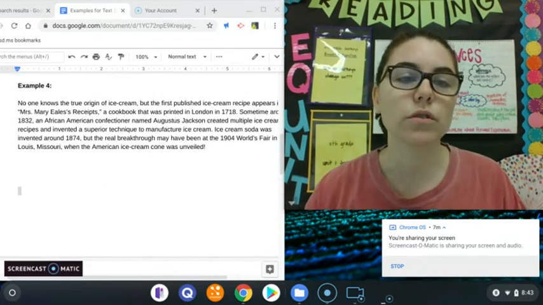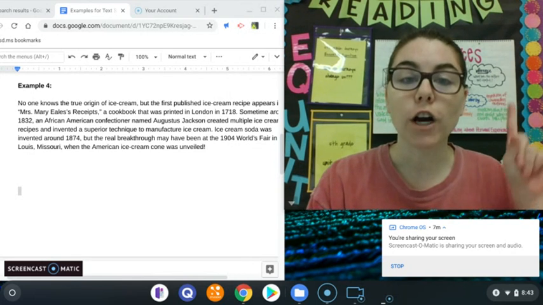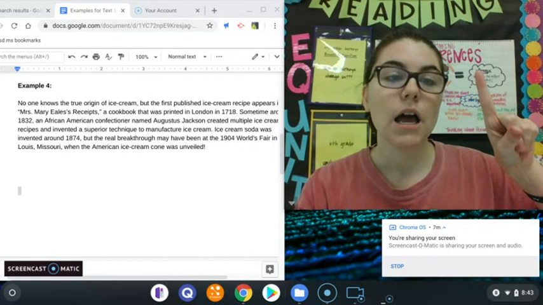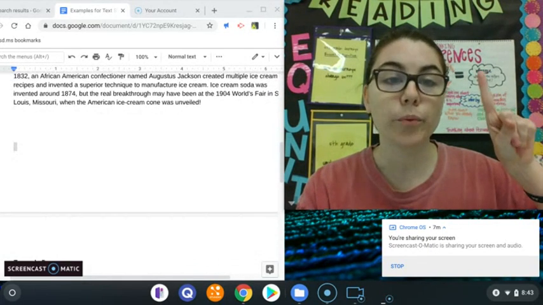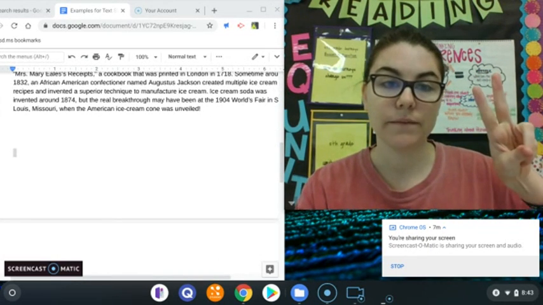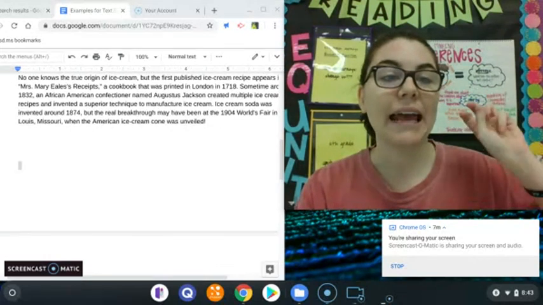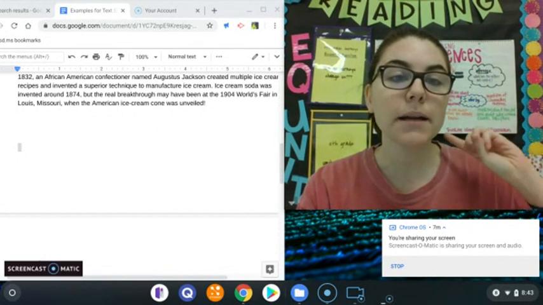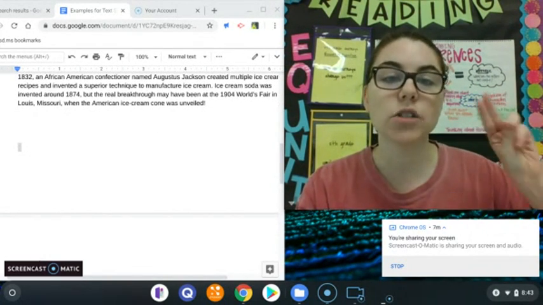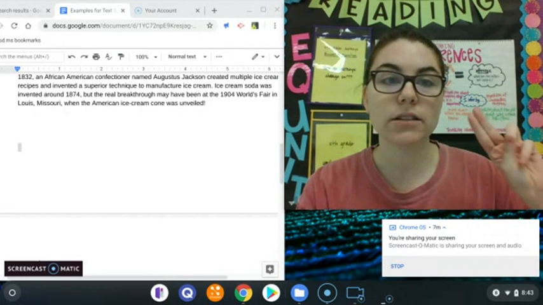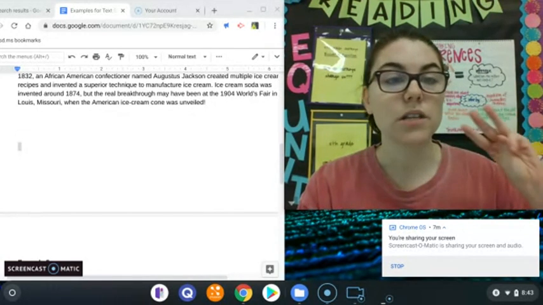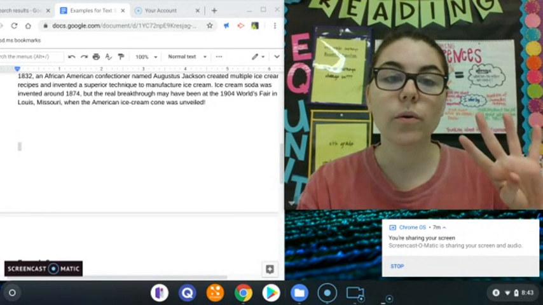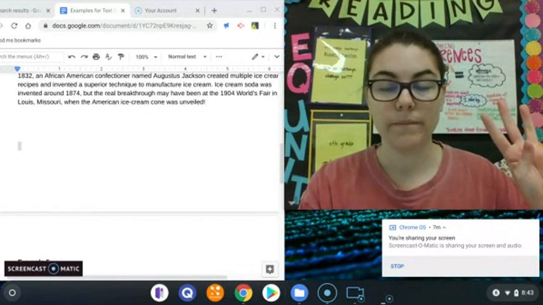No one knows the true origin of ice cream, but the first published ice cream recipe appears in Miss Mary Ella's recipe, which is a cookbook that was printed in 1718. Then sometime around 1832, an African-American confectioner named Augustus Jackson created multiple ice cream recipes. Then in 1874, ice cream soda was invented, and in 1904, the ice cream cone was unveiled.